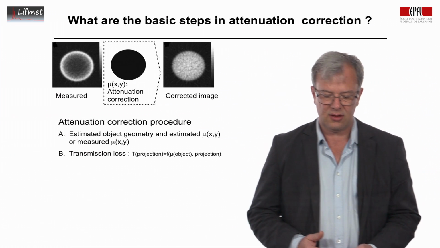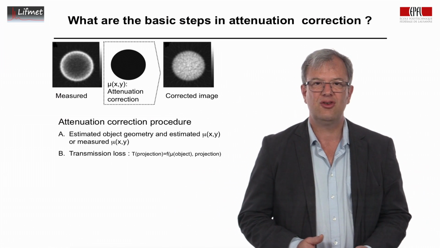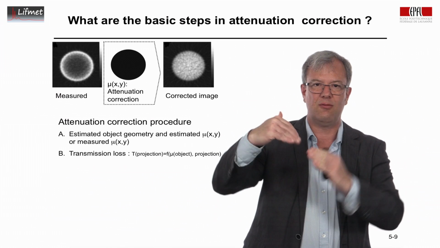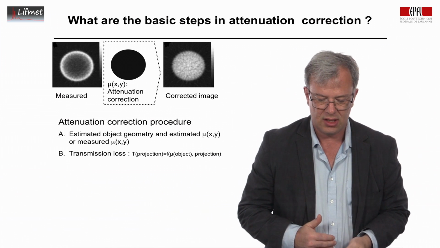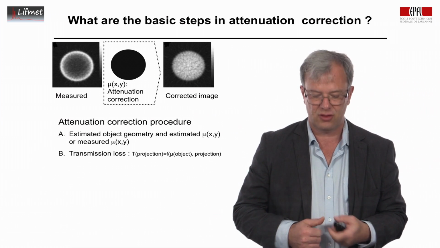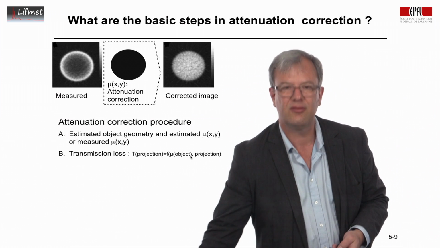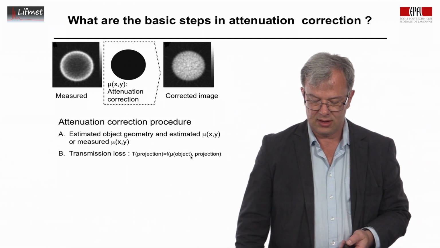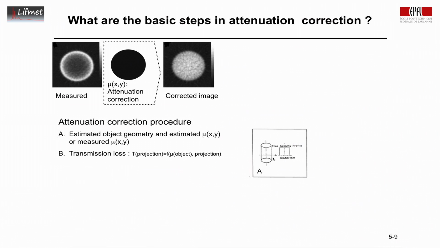We'll calculate the transmission loss. This transmission loss is a function of the projection. Where are we? Which projection orientation are we measuring? And so it's a function of the distribution of the linear attenuation coefficient over the object, but it's also a function of the specific projection that we are registering. So here's our object. We have the measured intensity here, and then we can calculate the transmission loss.